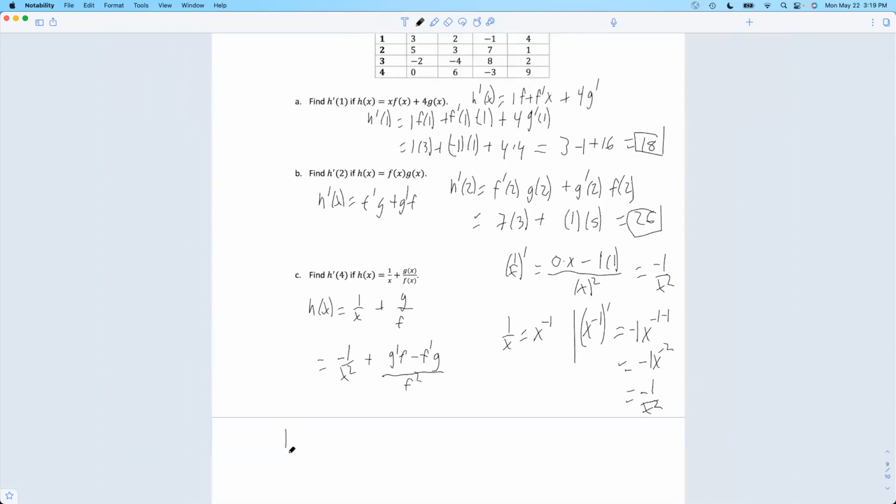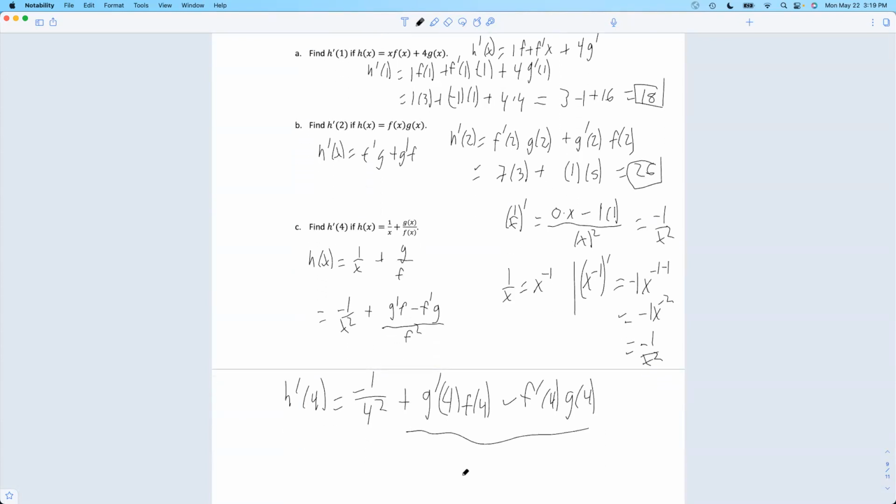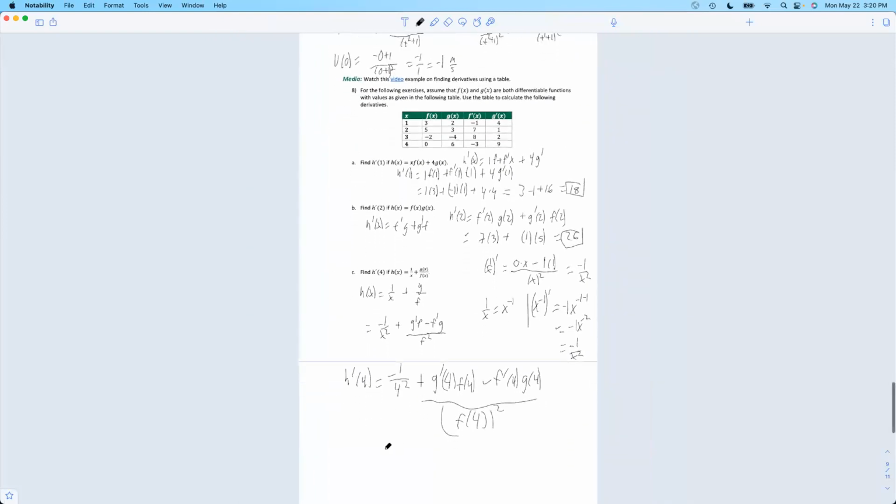Okay, so h prime of 4 would be negative 1 over 4 squared, because that's my x value, plus g prime at 4 times regular old f at 4 minus f prime at 4 times regular old g at 4 all over f at 4, just this part over f at 4, whatever that number is, squared. All right, so now we're going to find all those. So that's just a negative 1/16 there.